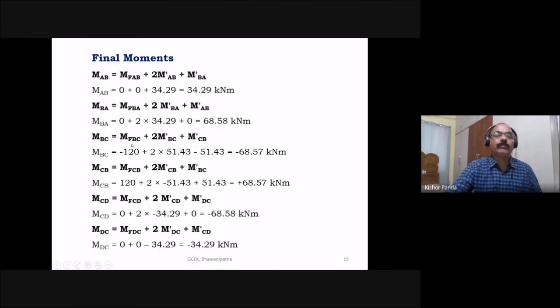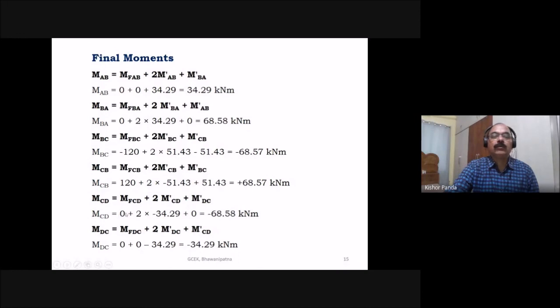Then MBC is MFBC plus twice M dash BC plus M dash CB. MBC is equal to minus 120 plus twice into 51.43 minus 51.43, which is minus 68.57 kilonewton meter. Then MCB is equal to MFCB plus twice M dash CB plus M dash BC. MCB is equal to 120 plus twice into minus 51.43 plus 51.43. So this is equal to plus 68.57 kilonewton meter.